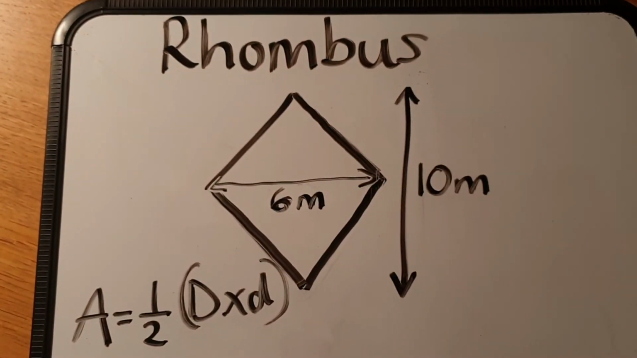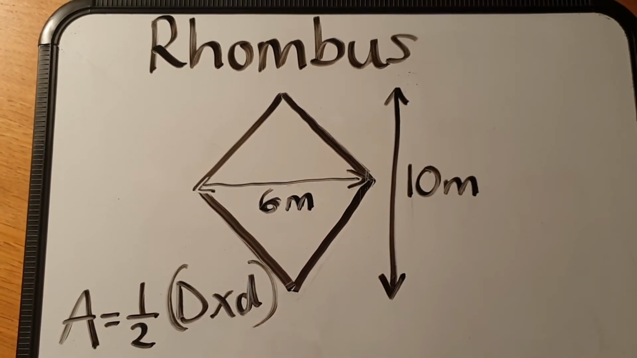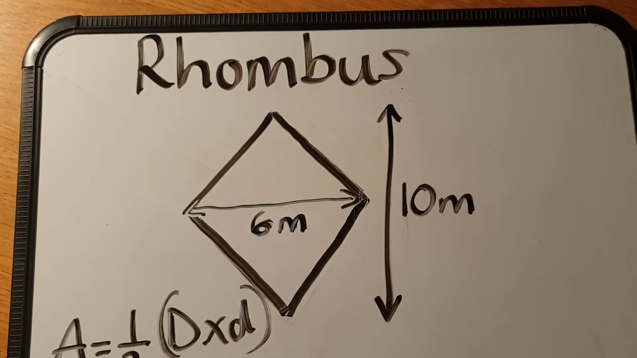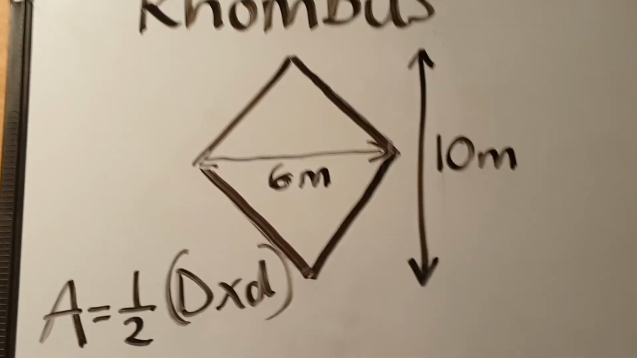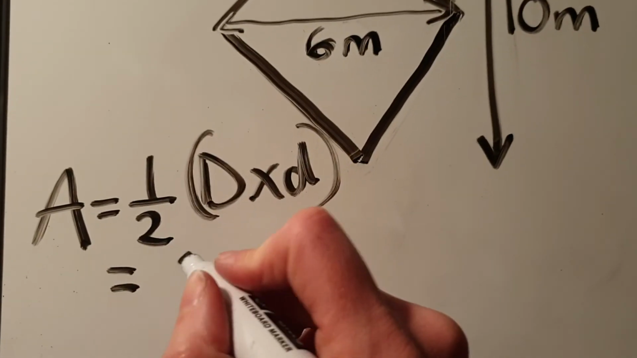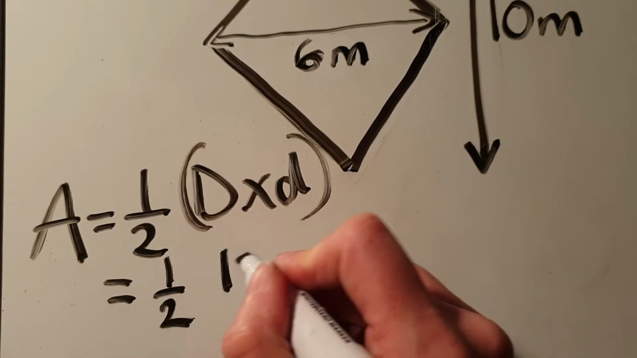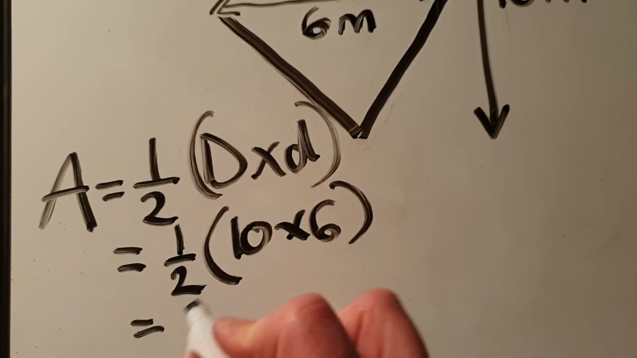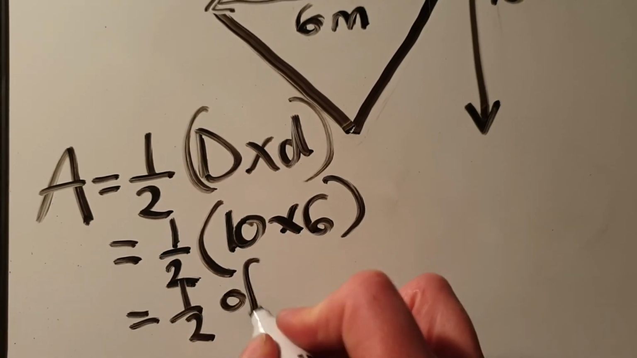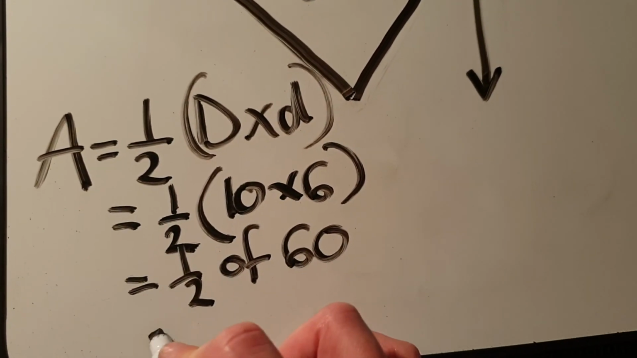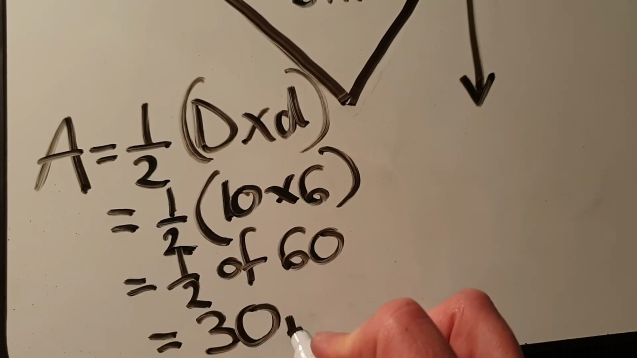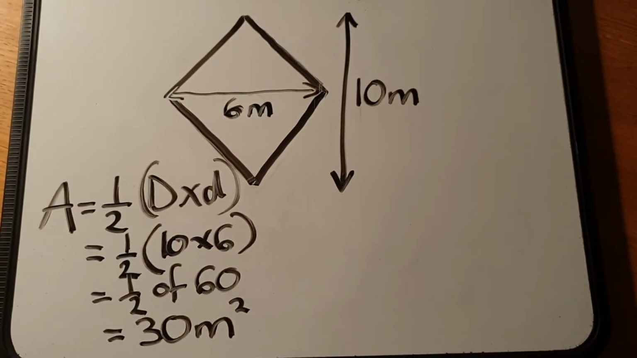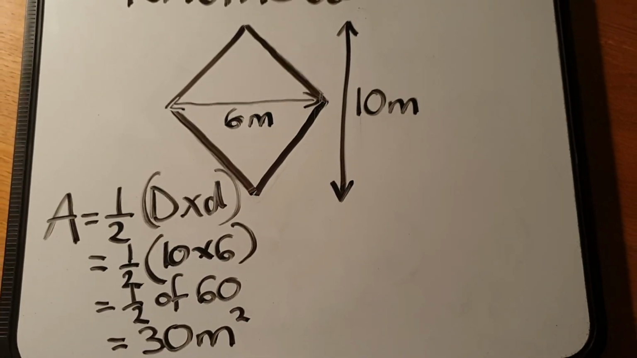Let's do an example. Okay, so here's an example with a large diagonal of 10 and a small diagonal of 6. So multiply the 10 and 6 together and then half it. So 10 times 6 is 60, and a half of 60 is 30. This one's in metres, so we'll put a metre squared on it. And that's how you do the rhombus.